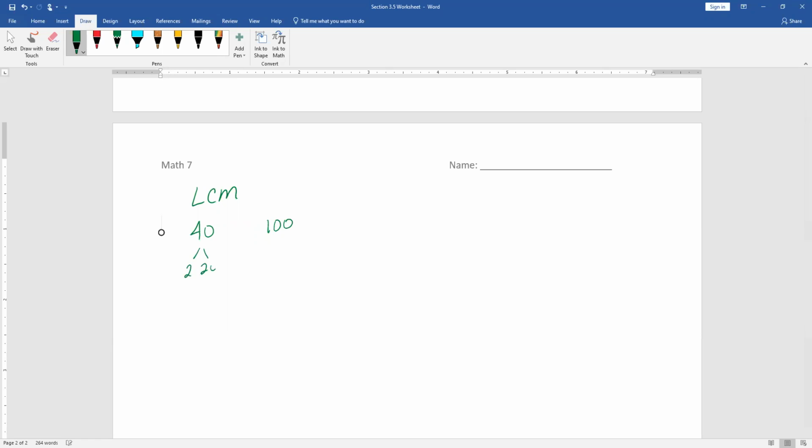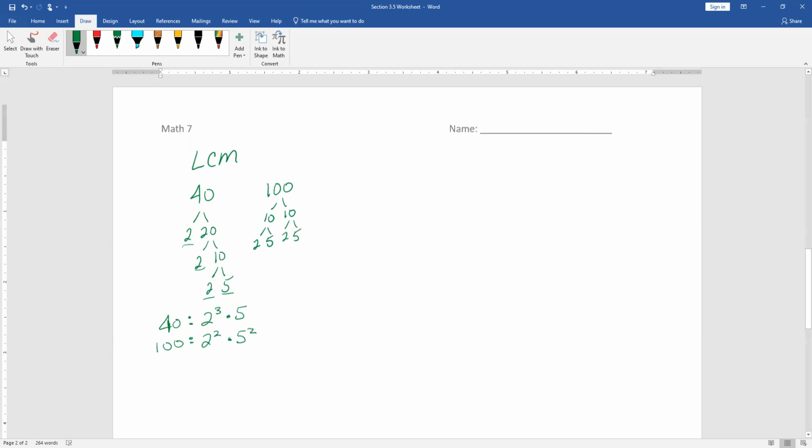2 goes into 40 20 times. 2 goes into 20 10 times. And 2 goes into 10 5 times. And we have our prime factorization for 40 of 2 cubed times 5. Right, 1, 2, 3 2s. All right, 100. I'm just going to do 10 times 10. This is 2 times 5, and this one is 2 times 5. So for 100, we have 2 squared times 5 squared, which makes sense. 4 times 25 is 100.